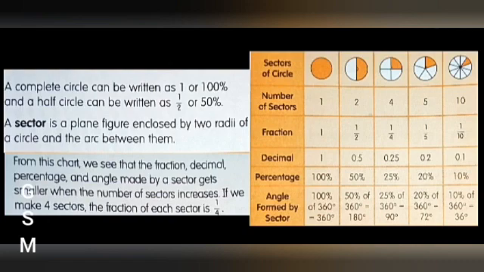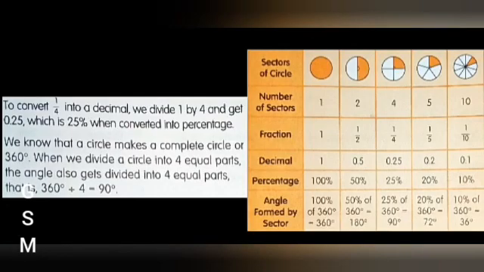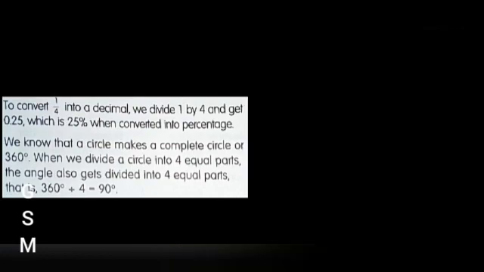If we make 4 sectors, the fraction of each sector is 1 by 4. To convert 1 by 4 into a decimal, we divide 1 by 4 and get 0.25, which is 25% when converted into percentage. We know that a circle makes a complete circle or 360 degrees. When we divide a circle into 4 equal parts, the angle also gets divided into 4 equal parts, that is 360 degrees divided by 4 equals 90 degrees.